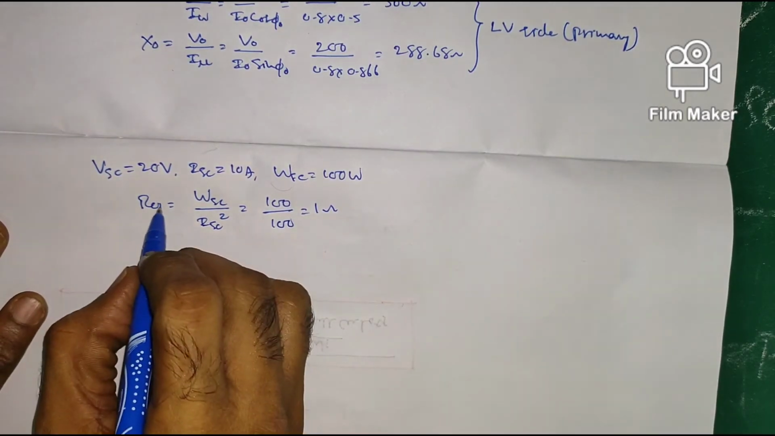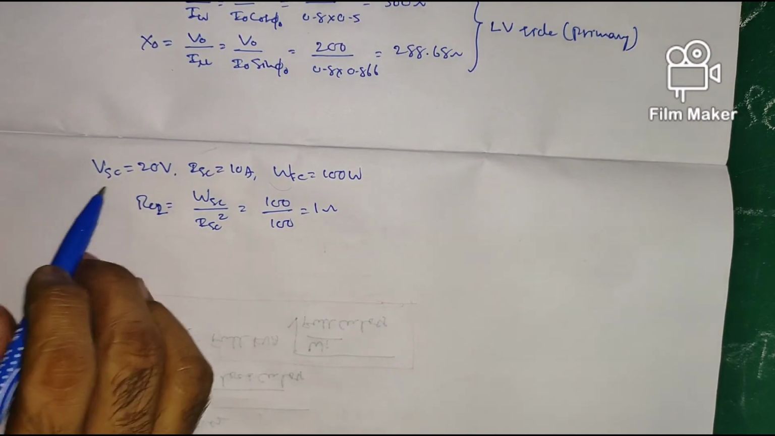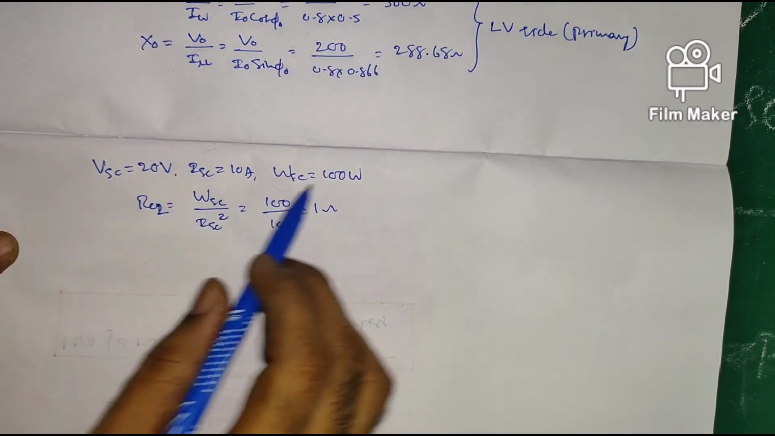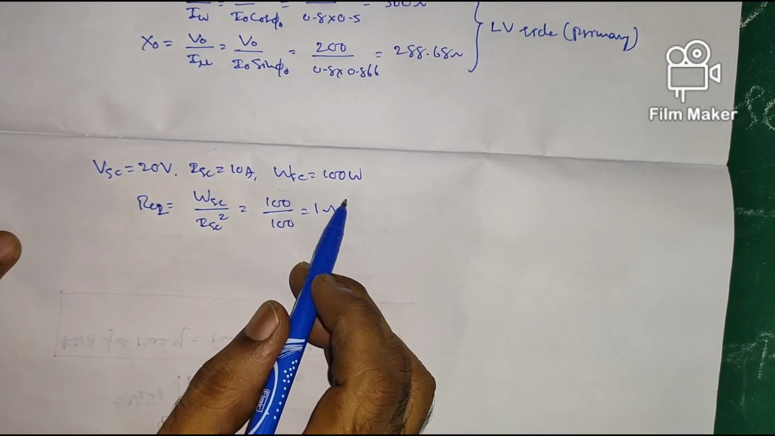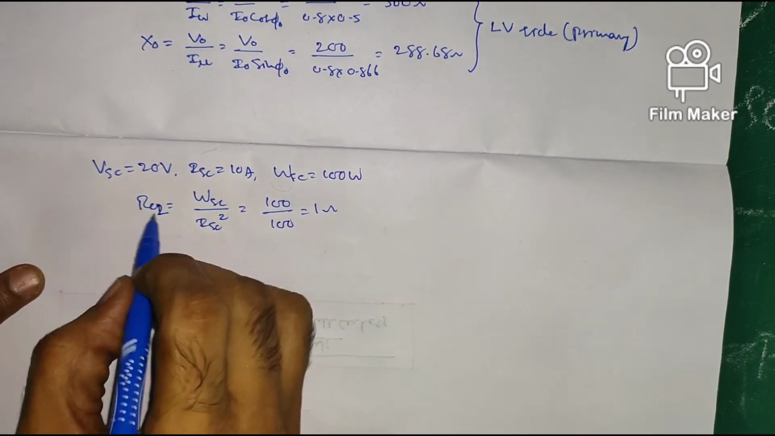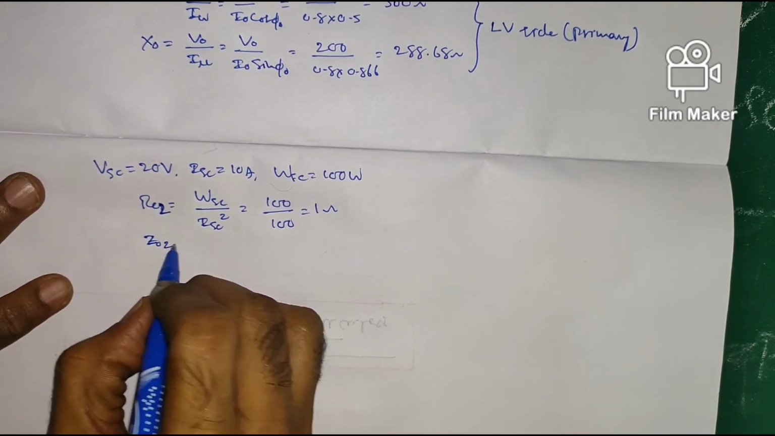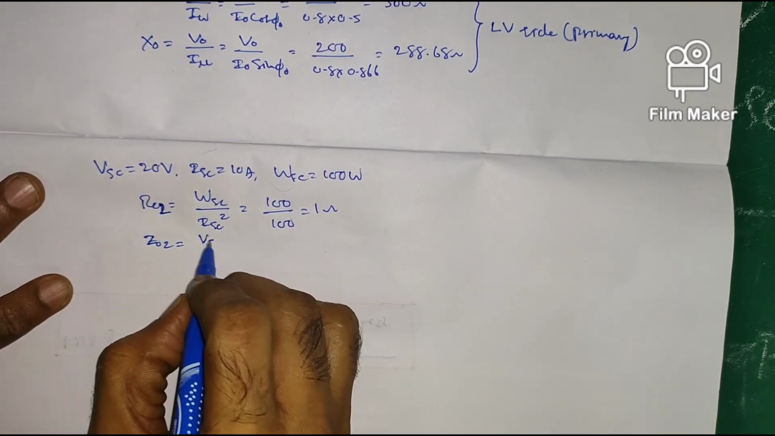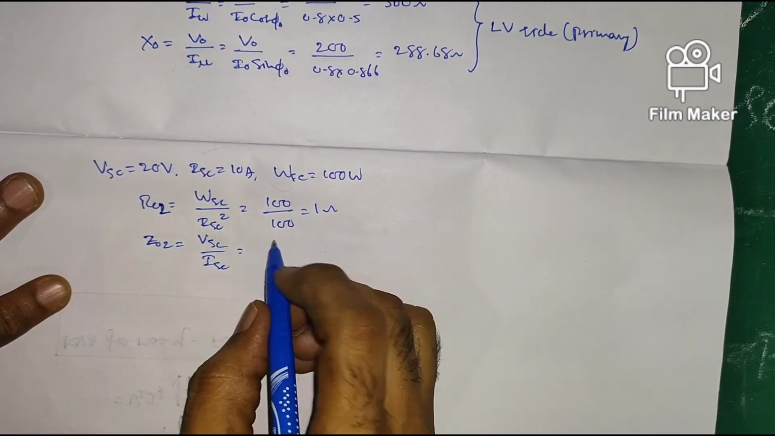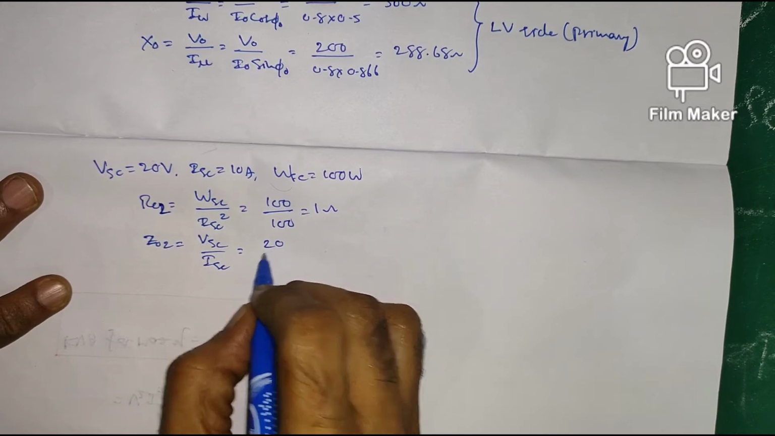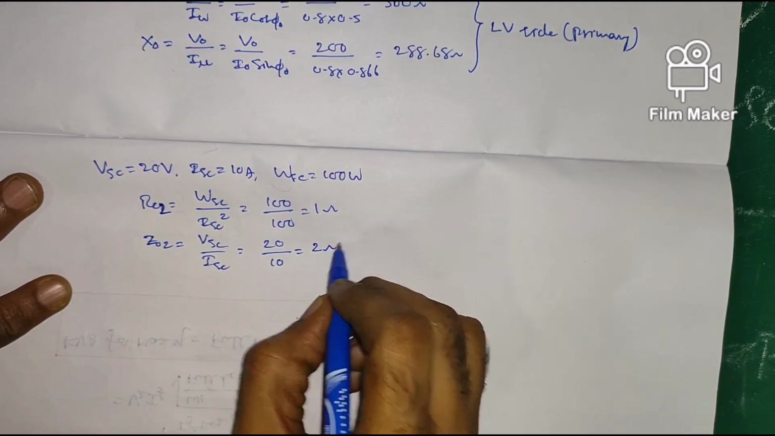So here this is not R01, this is R02. Why? Because this short circuit voltage, all these parameters are referred to HV side. HV is here the secondary now. Hence we get R02 here, and Z02 is equal to VSC by ISC. VSC is 20 volts and ISC is 10, which is equal to 2 ohms.